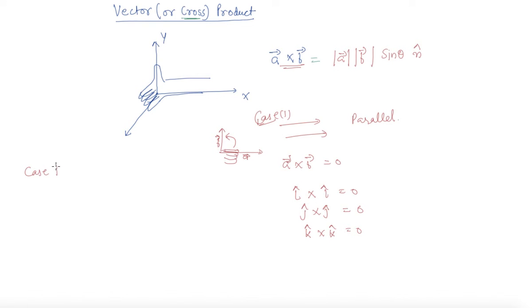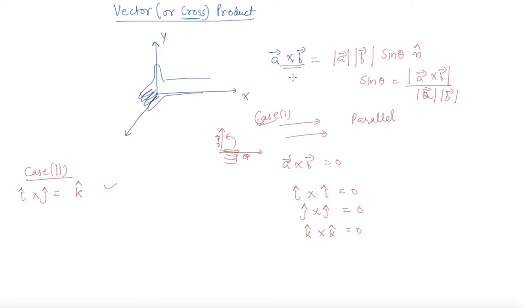Now case 2, I cap cross J cap becomes K cap. The magnitude of both these vectors is 1 and the angle between them is 90 degrees, so sine 90 is 1 and the direction will be given by K cap. And if you need to find out theta, that will be given by mod of A cross B upon mod A into mod B, which is the sine theta. So now I hope, students, you are pretty clear about how to find the angle theta when we are given a cross product.